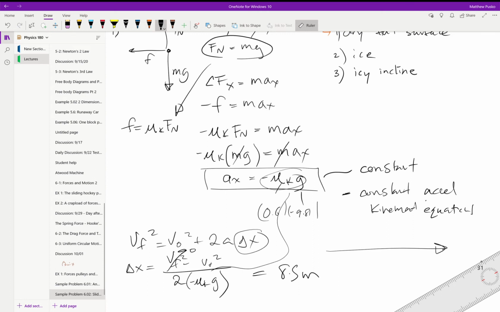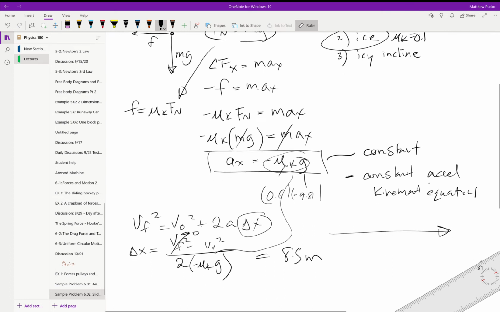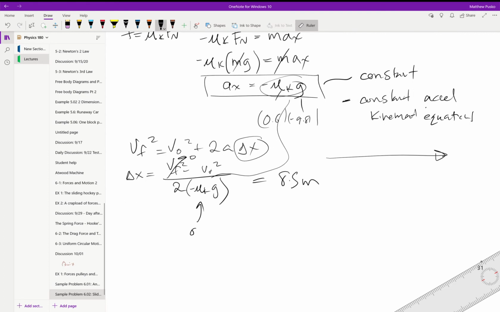The next says, what if it's icy? And they say mu k turns to 0.1. Well, everything we did works perfectly fine. We just need to put a 0.1 in right there. And if we do that for part 2, our delta x comes out to be 51 meters. Look at the difference in that. One slid almost an order of magnitude more.